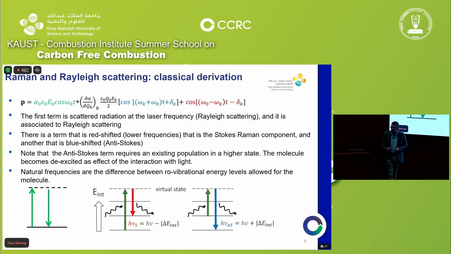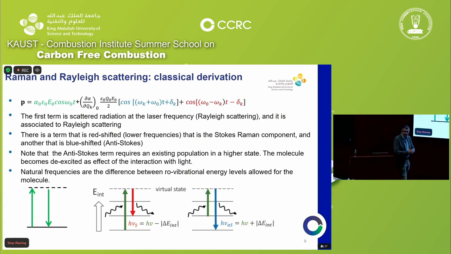So now these frequencies are specific to each molecule. So by collecting light at different frequencies, this will tell me which molecules are going to be present in my measurement volume. The intensity is going to be proportional to this first derivative of the polarizability tensor. We'll come back to this point in a couple of slides.